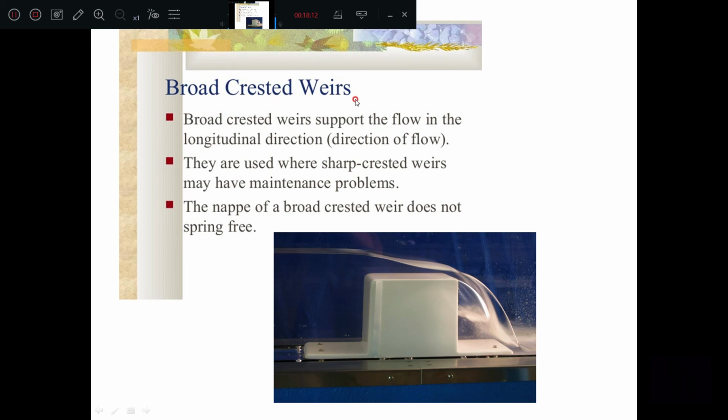See, the broad crested weir, as you know, supports the flow in the longitudinal direction, that is, the direction of flow. They are used where sharp crested weirs may have a maintenance problem. The nappe of a broad crested weir does not spring free, meaning it will not fall free like a sharp crested weir. So this is called a broad crested weir.